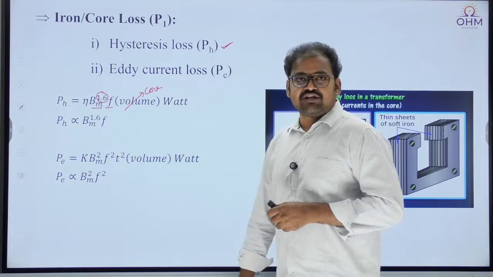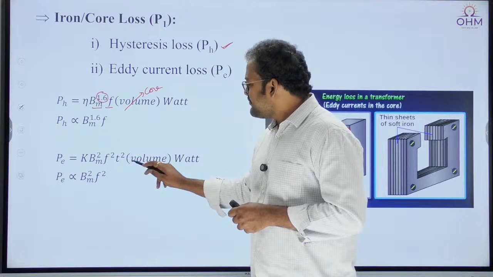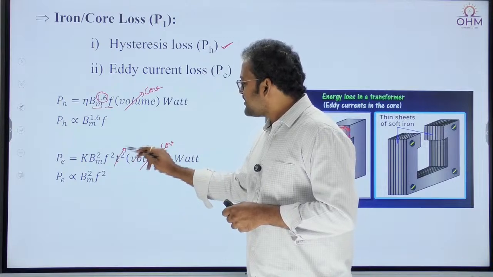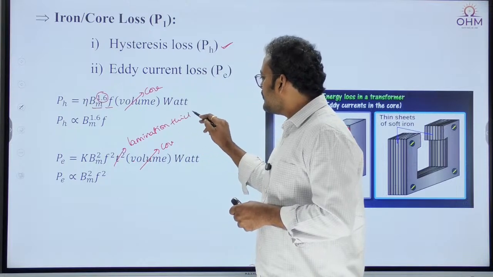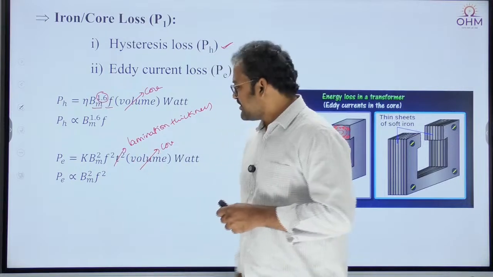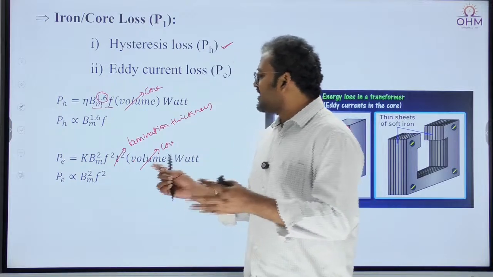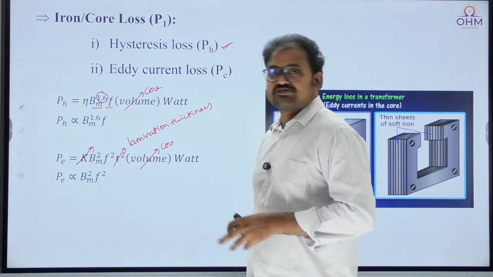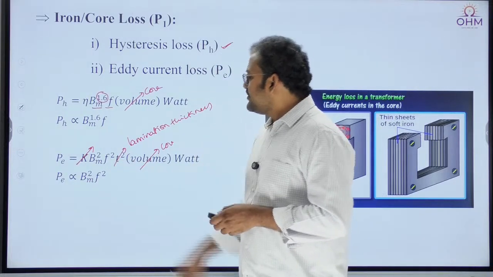Similarly, we have a formula for eddy current loss also: K into Bm square into F square into T square into volume. Again, this volume is the core volume. This T is the lamination thickness. So you can write eddy current loss is directly proportional to the square of the lamination thickness. And K is the conductivity constant of the core. Once construction is completed, this conductivity constant K, lamination thickness, and volume are all constants. Therefore, eddy current loss is proportional to Bm square into F square.